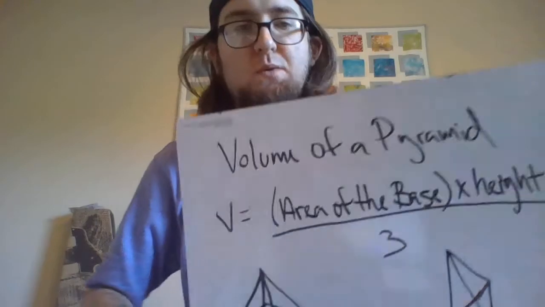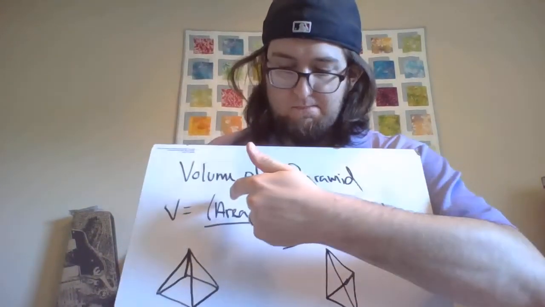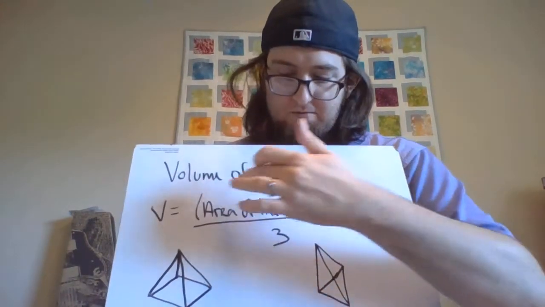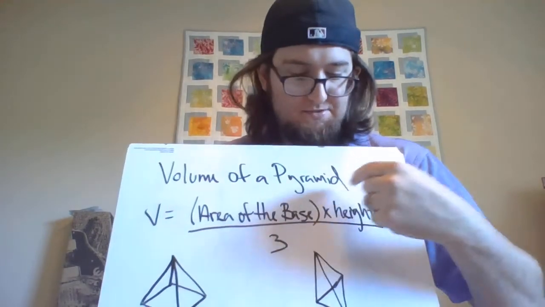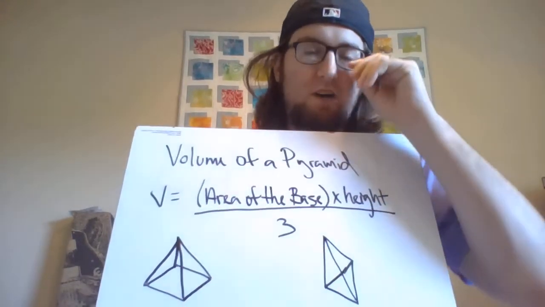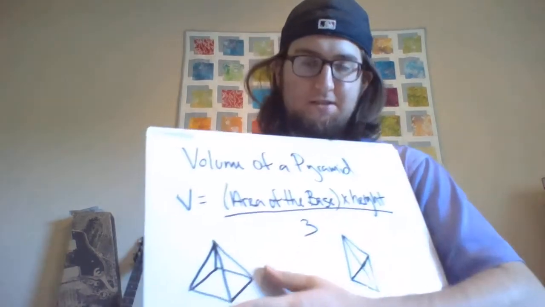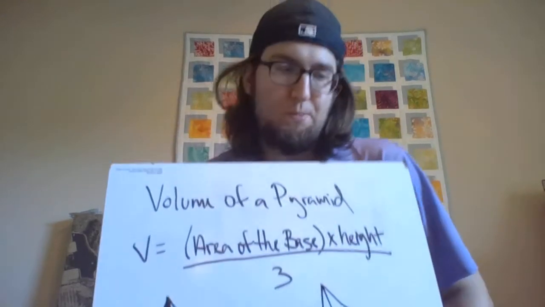Okay, and then we have the volume of a pyramid, which is very similar. You're basically going to mimic your prism volume. The volume is the area of the base of the pyramid times the height. But then the difference is you're dividing by 3. They're basically saying that 3 pyramids would make up a whole prism.